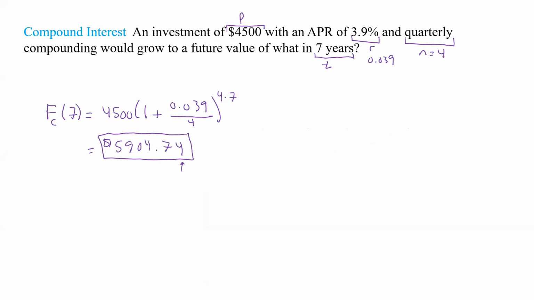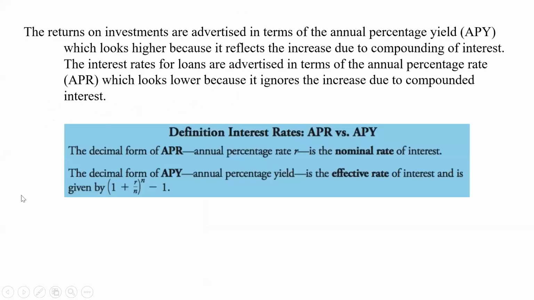All right, so now let's go to the next one. All right, so here we're looking at returns on investment. And if you've ever looked, there are different ways they are going to show it. They're going to either show it as an APR, or they're going to show it as an APY. Now here, the new one is the APY. That's the annual percentage yield. And it looks higher usually, because they're going to reflect the increase due to that compounding interest. So they're going to compound the interest, and it's going to increase. And so your APY is actually going to be higher compared to the APR.